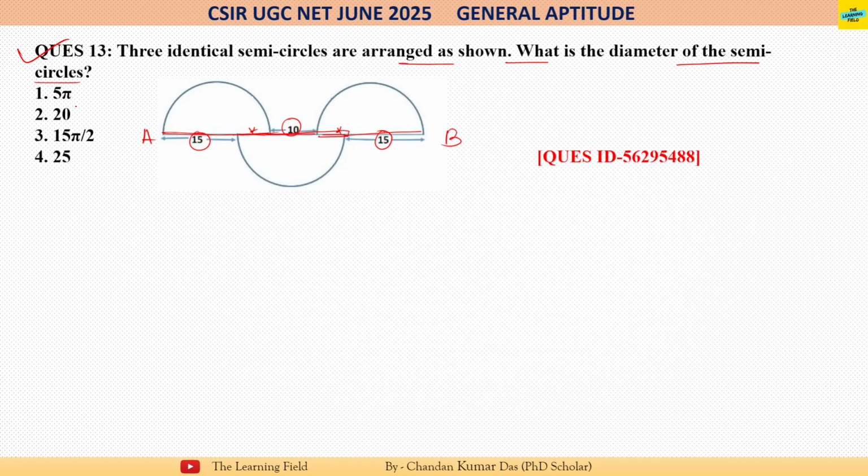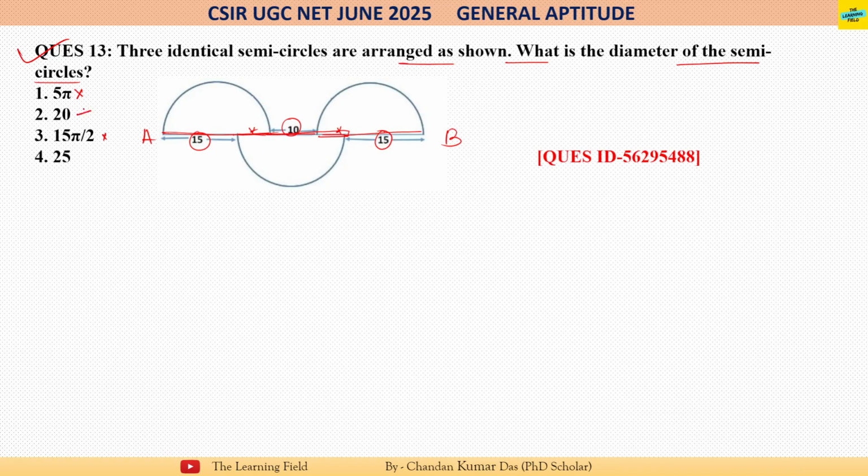Now if we go through the options, see, these two options may not be correct because of the value given. So pi does not come in the answer. This is for sure from the data given in the paper.